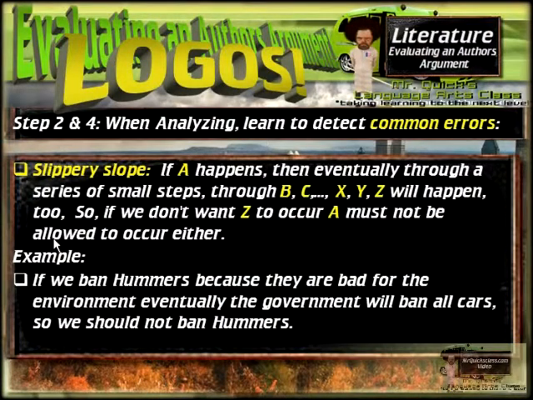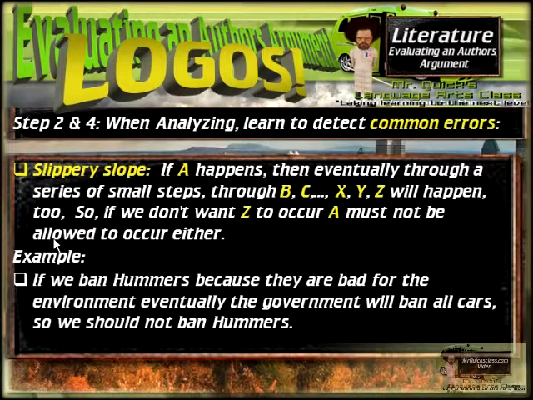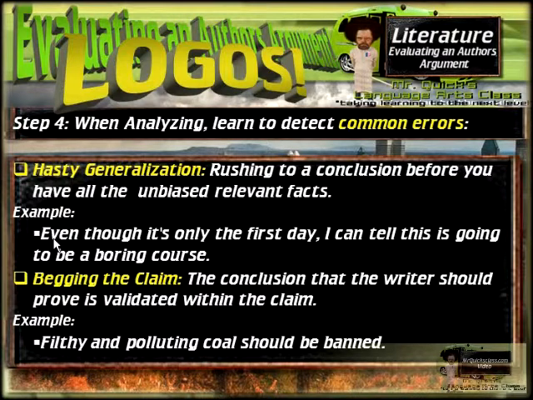So with a slippery slope, you're providing very one-sided information, but trying to get the reader to agree to the whole picture. And of course, that is an error in reasoning there. The next is the hasty generalization. And this is where you rush to a conclusion without establishing all of the facts, or establishing facts that are a bit one-sided or biased.